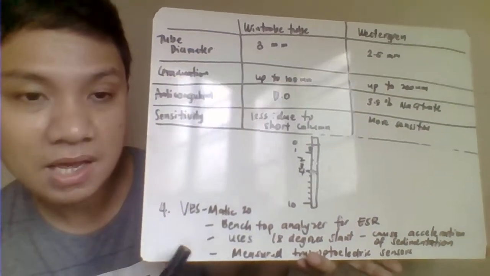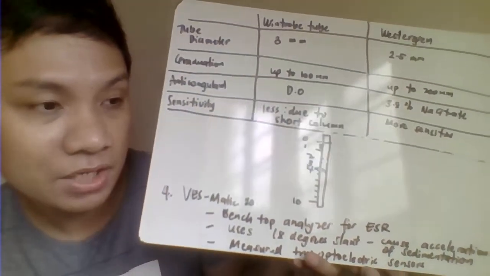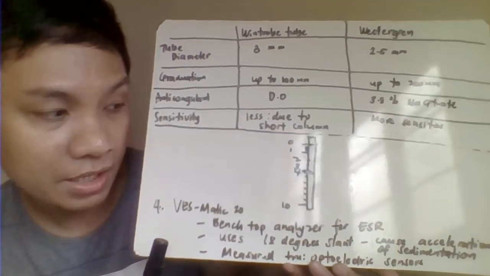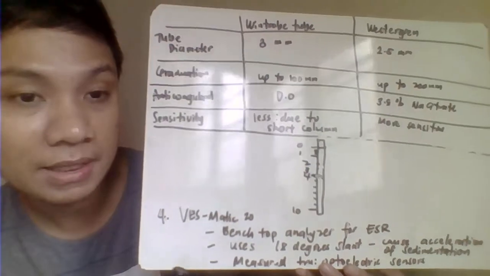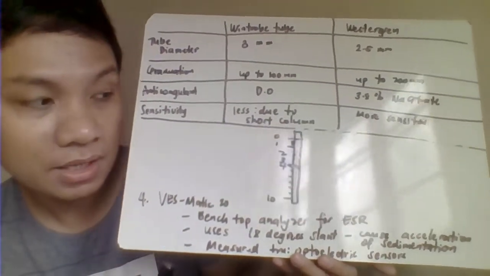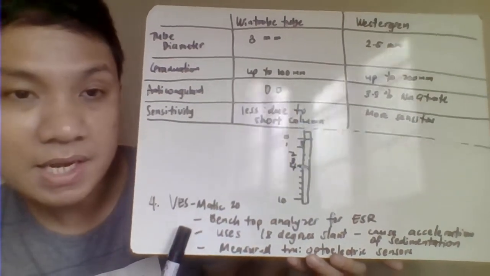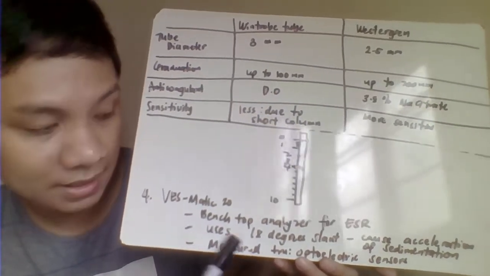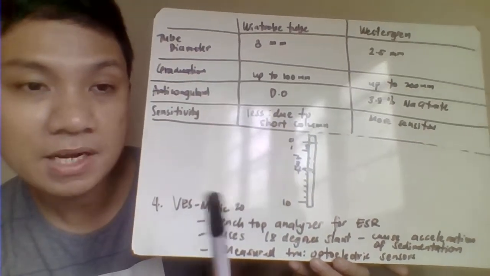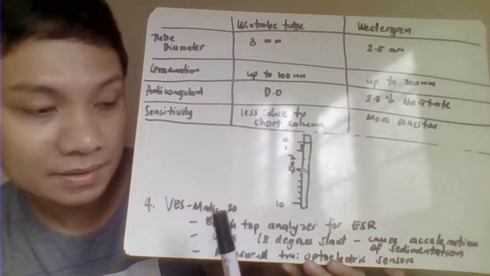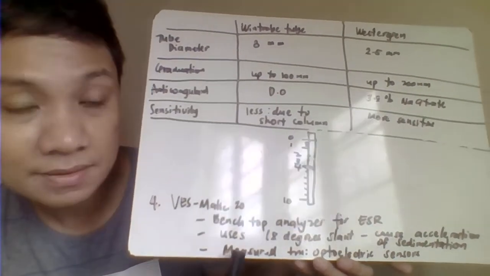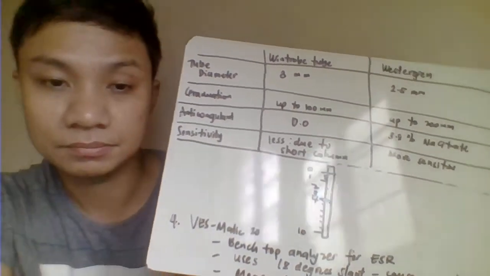Okay, we have here another method for the ESR determination. We have your automated na method for the ESR determination with the use of your Osmotic 20. This is a benchtop analyzer that would allow you to measure the ESR. So this one uses here the 8 degree slant that would allow your RBC here to undergo sedimentation or settling process. At ang mag-read niyan is the optoelectric sensor of this instrument.